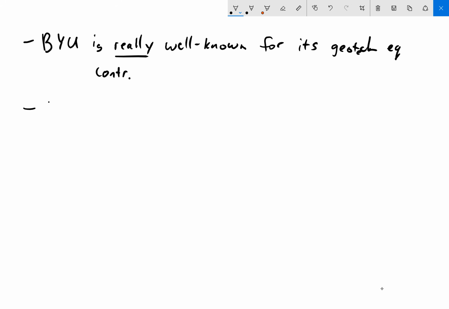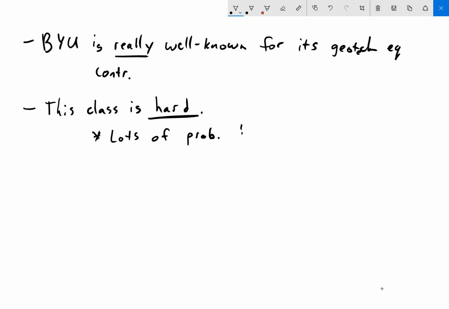The next thing I want you to understand is that this class is not easy. This class is hard. It's hard for a few reasons. One, we do lots of probability and statistics, which I know for some of you is an alarming thing. Statistics and probability are forms of mathematics that for whatever reason, a lot of engineers, and particularly civil engineers, avoid like the plague, and they have traditionally.